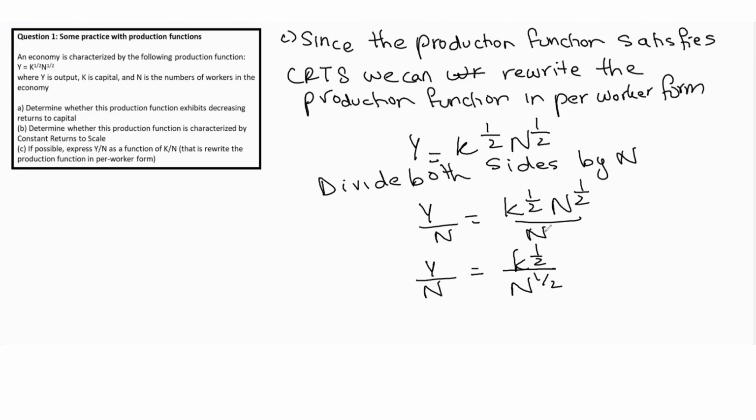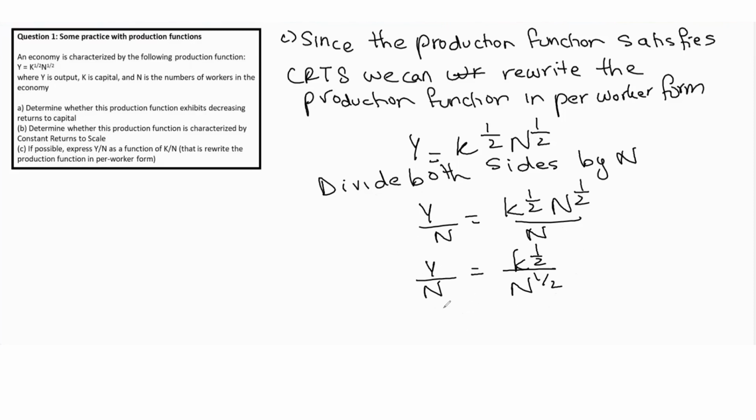Why can we do this? This is the rule of indices. When we take this n power 1/2 down, this becomes n power 1 times n power minus 1/2 in the denominator, and when we have like bases, we can add their powers. So then it becomes n power 1 minus 1/2, which is 1/2. So then we have this.